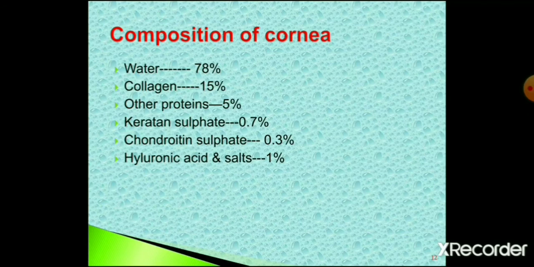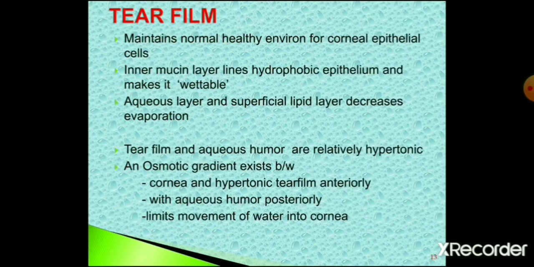Now we'll see the composition of the cornea. Water 78%, collagen 15%, other proteins 5%, keratan sulfate 0.7%, chondroitin sulfate 0.3%, hyaluronic acid and other salts 1%.